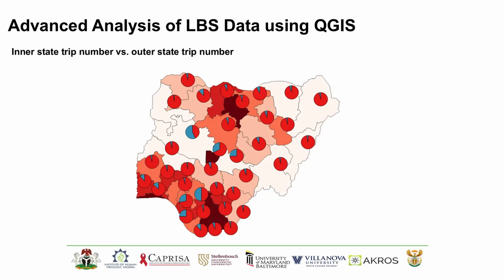Here's the resulting visualization. Each state is represented by a pie chart. The red portions indicate within-state trips, while the blue slices show interstate travel. This map provides a clear, intuitive comparison. States with larger blue shares are more connected across borders, while red-dominant ones have more localized movement. Such spatial insights are vital for understanding how travel behavior contributes to regional spread dynamics.